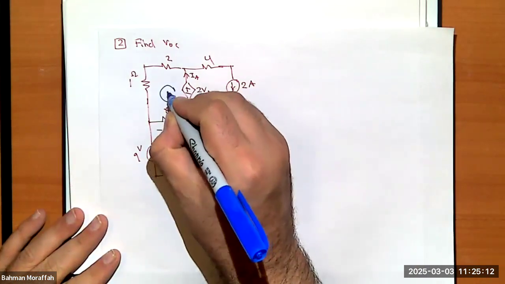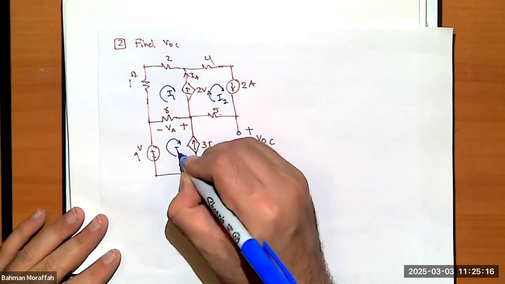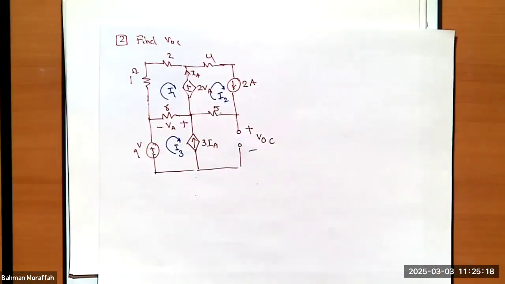So I have I1, I2, I3. Do I need an I4? No, because for V open circuit, I know it's open, so there is no current going through it. So if I call it I4, I4 must be 0. So I might as well just ignore it. Looking at this circuit, I'm claiming I know exactly what I2 is. What is I2?